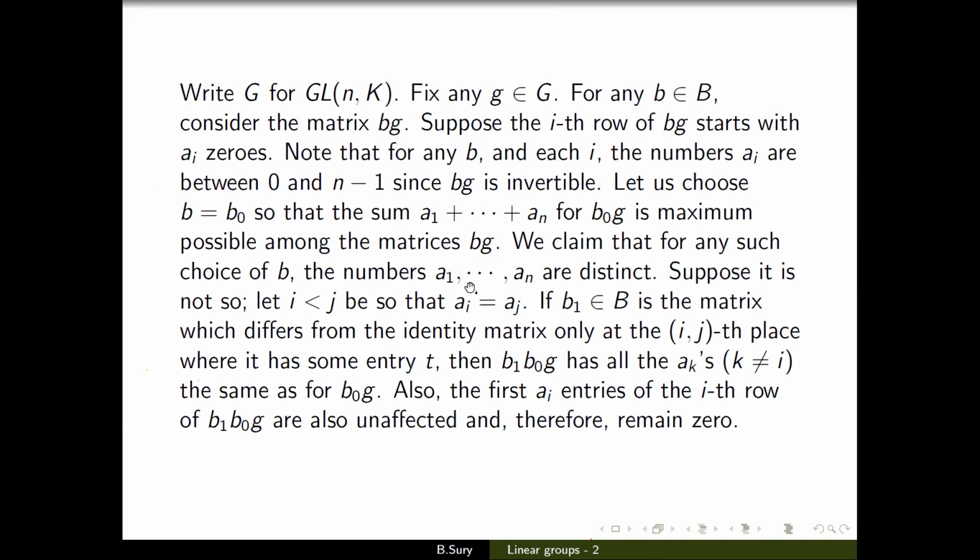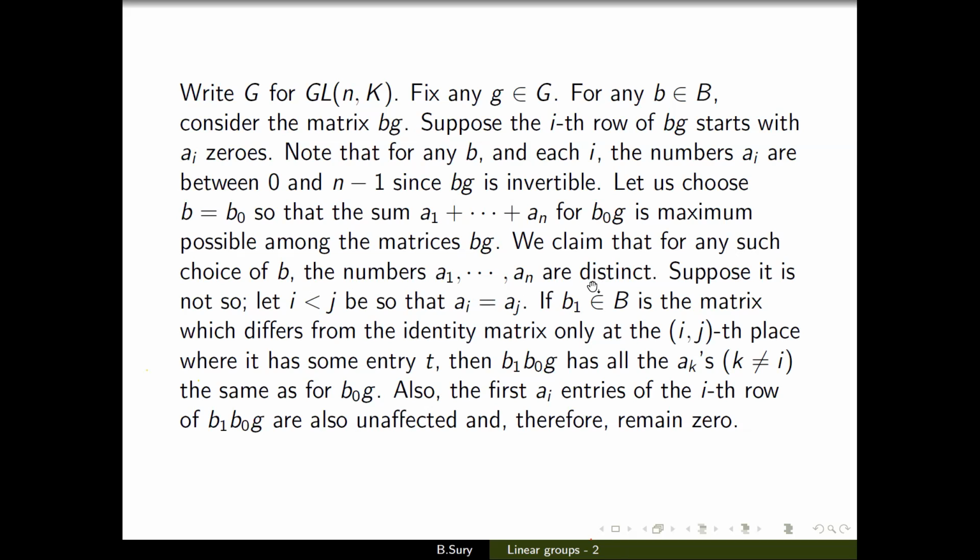We want to say all the AIs must be distinct in this case, for the maximal choice. So there may be many more than one B giving this same choice, the same number A1 plus A2 plus ... plus An. We don't care. We just want one B for which this number is maximum, because this is a finite choice only. So we claim that for any such choice of B, these must be distinct, as I mentioned.